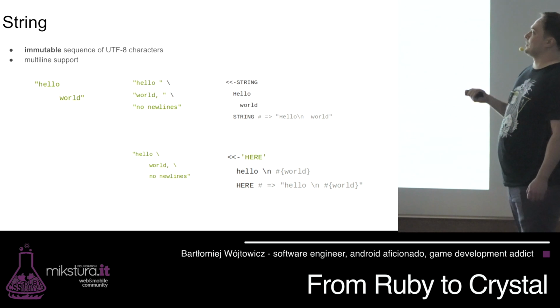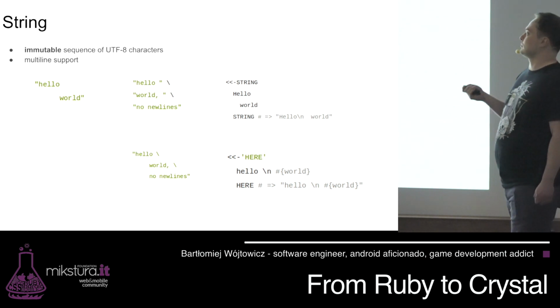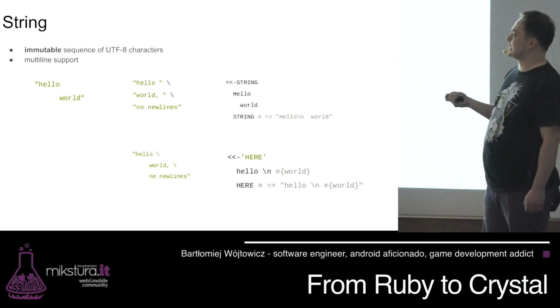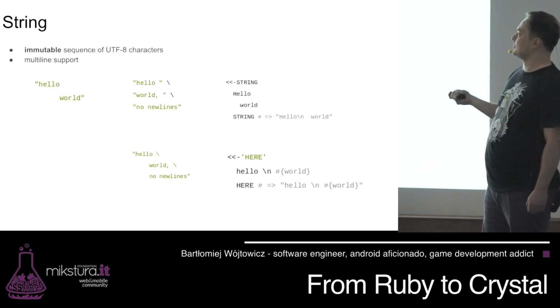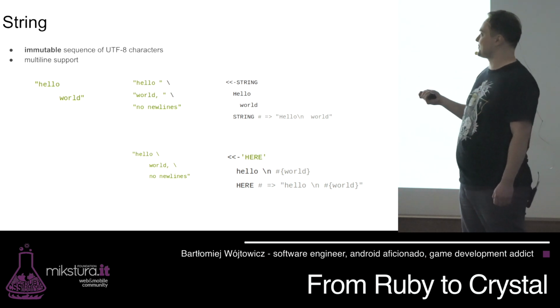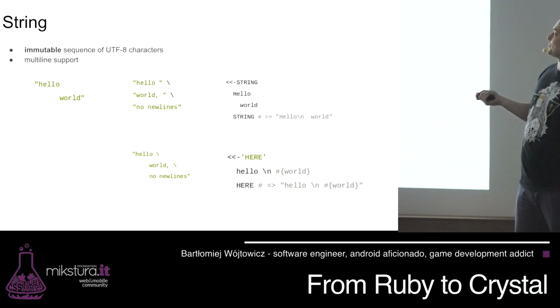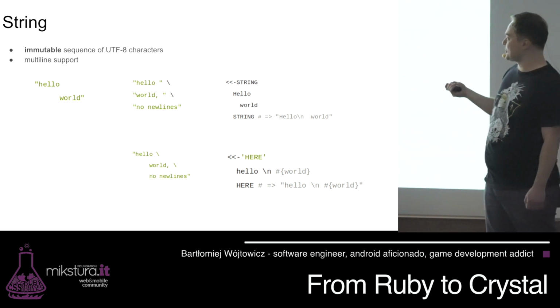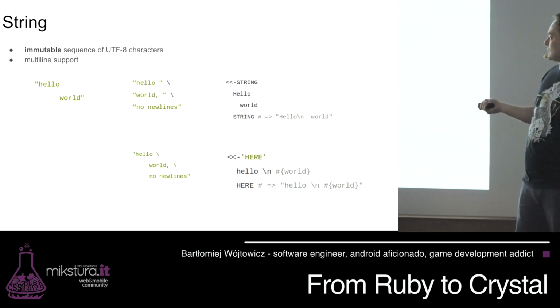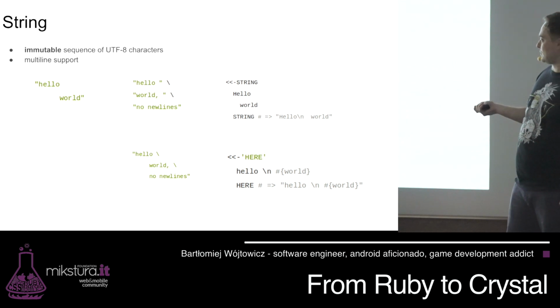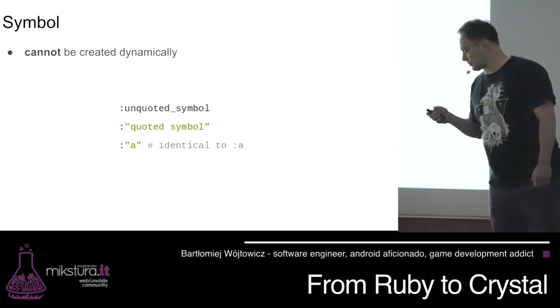Of course, there's multi-line support, so you can use it like this, but it will take all the spaces here. So you need to use either this version or this to remove preceding spaces, or you can use a heredoc. This is an interpolated heredoc, and if you use single quotes, this won't be interpolated.